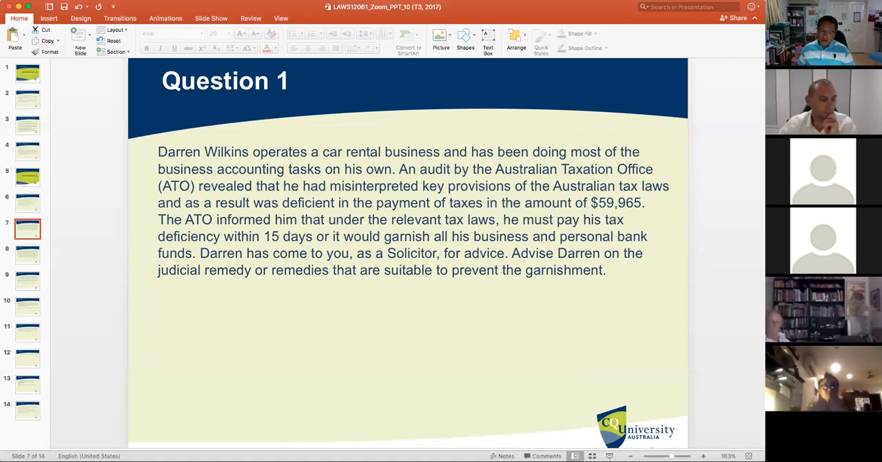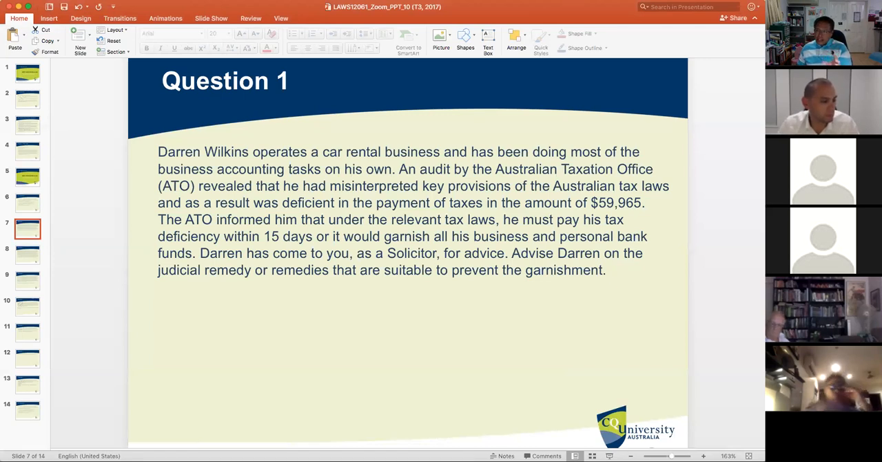If we assume that we base it on Section 75(5) of the Constitution, that would be the source of a writ of prohibition coming from the High Court, or we can rely on Section 39B of the Judiciary Act of 1903, if the application for judicial review is made with the Federal Court of Australia.